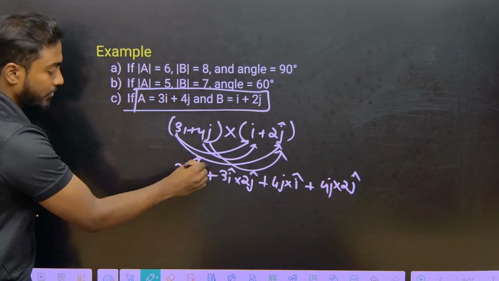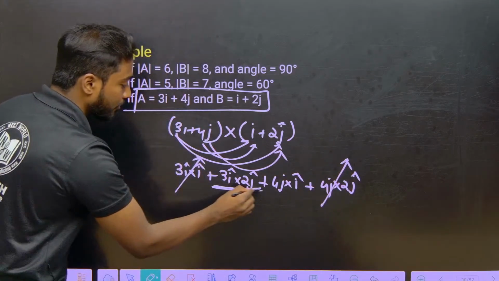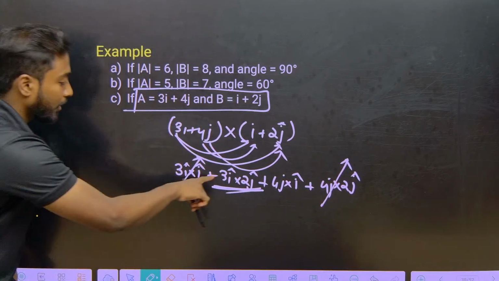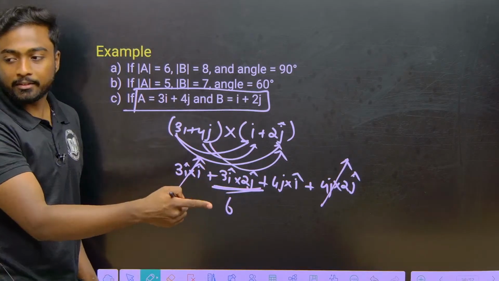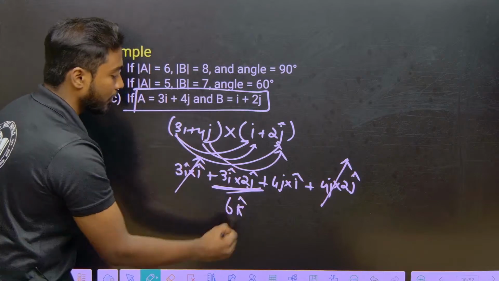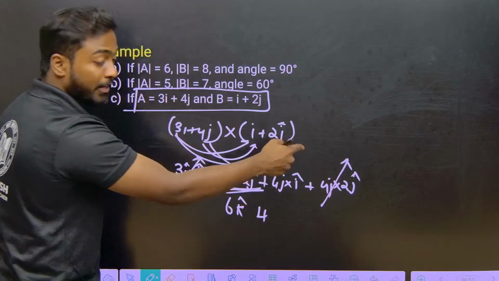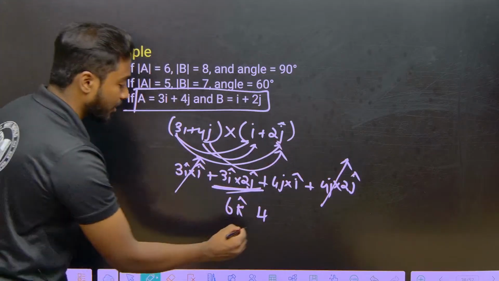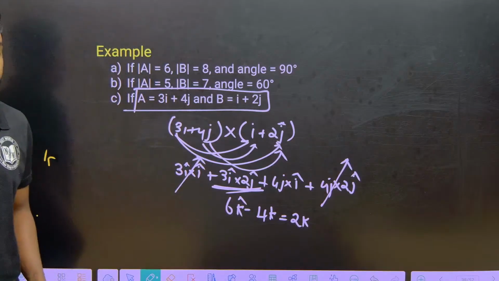So this one will be 0. What about this one? 0. What about this case? 3 2s are 6, i cross j is k. 4 1s are 4, j cross i is minus k. So 6k minus 4k, the answer is 2k, right?